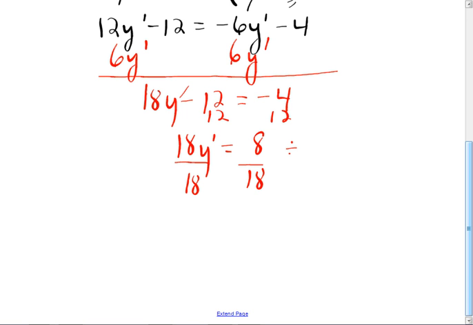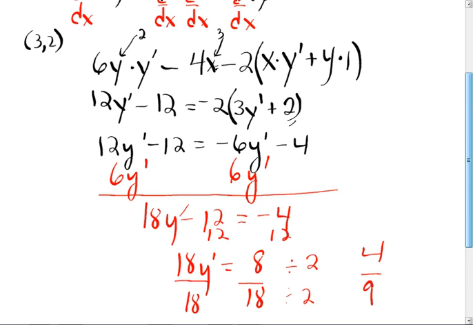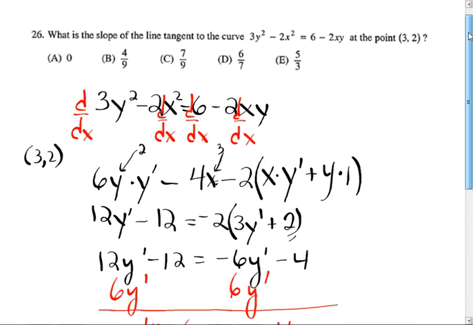What goes into 8 and 18? 2. So I'm going to be left with 4 ninths. Is that an answer? I hope. Yeah. Maybe you want to look at the answers and say, okay, I'm going to get a fraction.